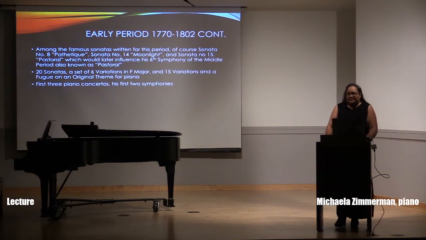For piano during this early period, he wrote 20 piano sonatas, a set of 6 variations in F major, and 15 variations and a fugue on an original theme for piano.